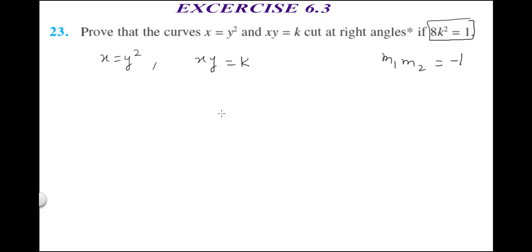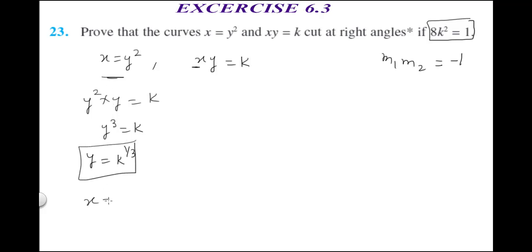Let us prove that. First of all, we will find the point of intersection of these two curves, because they are cutting each other, right? So that means they are meeting at some point. So x equals y square, we will put this x as equal to y square in this. So y square into y equals k, which shows y cube is equal to k. Hence y is equal to k to the power 1 by 3. So we got y, and we can find x is equal to y square. So x equals k to the power 1 by 3, whole power 2. So we get x as equal to k to the power 2 by 3. We have got x, we have got y, the point of intersection of the curves.